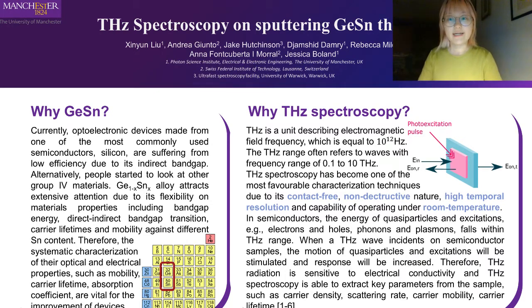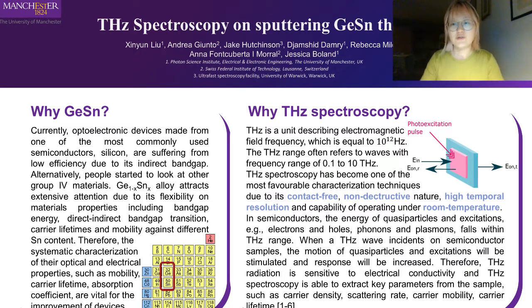Apart from this direct-indirect bandgap transition, material properties such as mobility, carrier lifetime, and absorption coefficient will change with tin content as well. This is really good for making different devices. Now back to our sample. This sample set is germanium tin thin films grown on germanium substrate by sputtering. All films are around 350 nanometers. In literature, germanium tin alloy should have longer carrier lifetime and higher mobility with higher tin content.